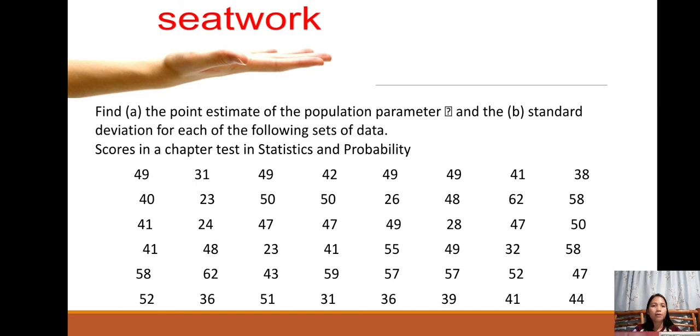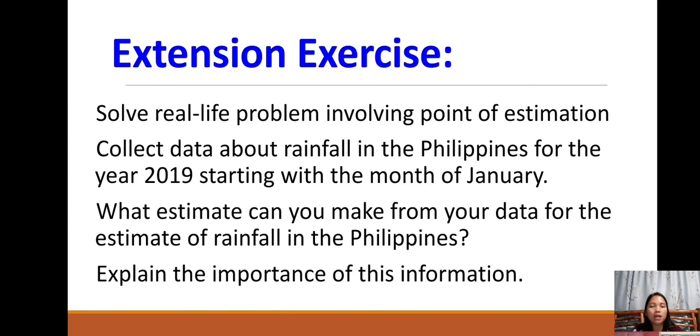So we have 40 data. This is the result of your chapter test in statistics and probability for chapter 3. Another activity is the extension exercise.